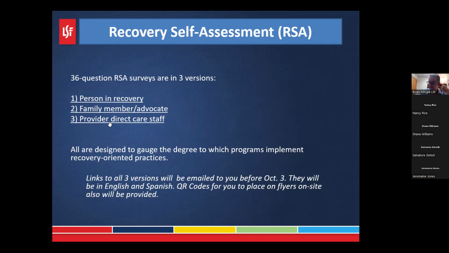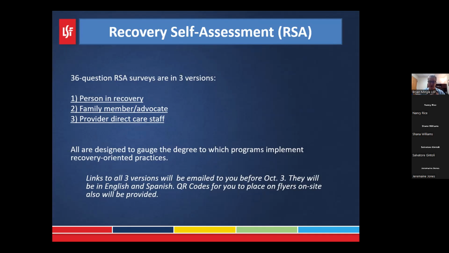And you're asked to send all these surveys right here to as many people as you can get. The more respondents, the better. Again, if you're a small agency, we don't expect you to have a whole lot. You just want to try to get a good sampling. And again, they're all going to gauge the degree to which programs implement recovery-oriented practices. And just to be more specific, along with the links, we're going to send you QR codes. And so there'll be separate documents attached to the email, a QR code for this number 1 survey, 2, and 3. And then in the links for these, they'll be in English and Spanish.